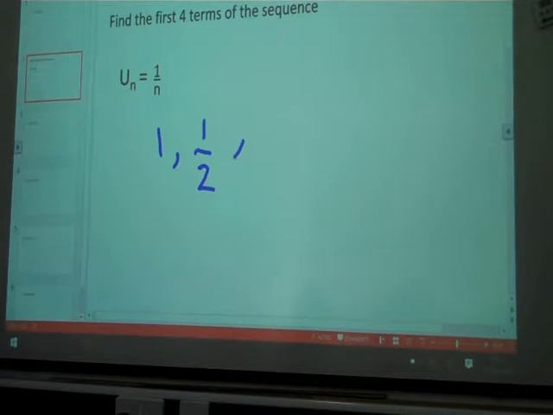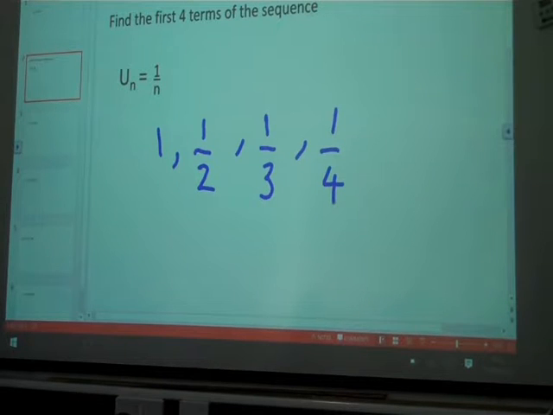And the next one. What's the next? I didn't say this was a geometric sequence. I said a third and a quarter. Okay? First 4 terms of the sequence are now written on the screen. Okay, are you happy so far?